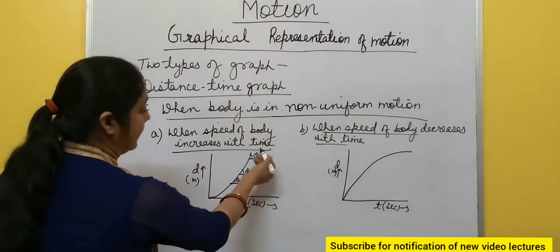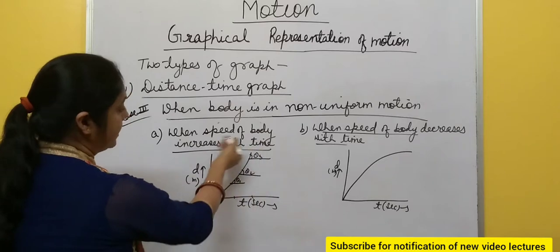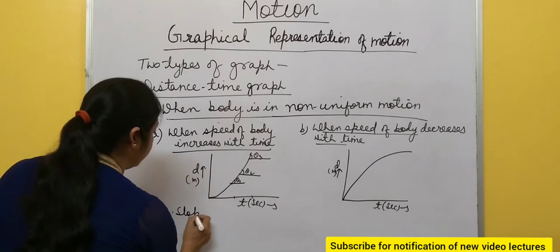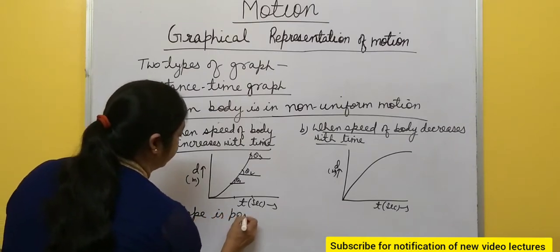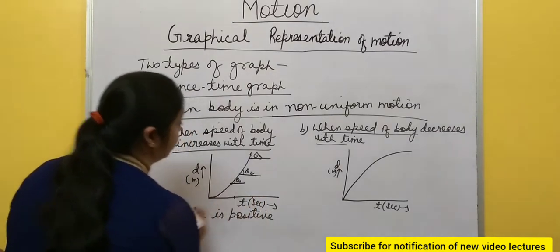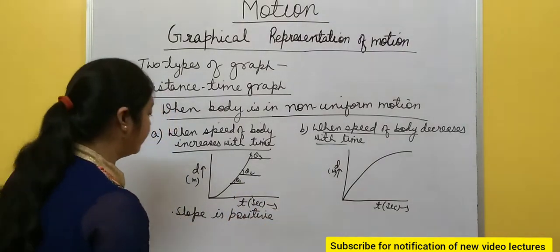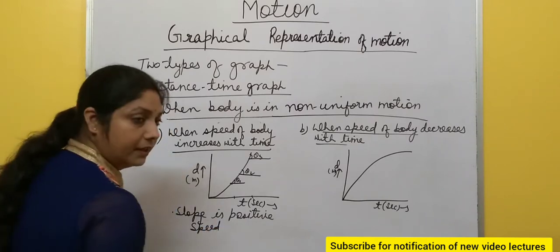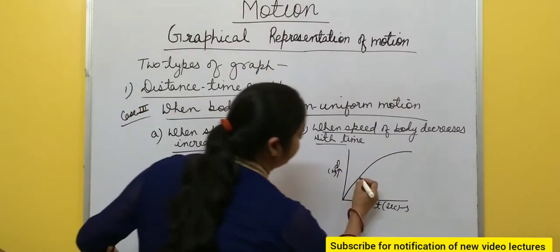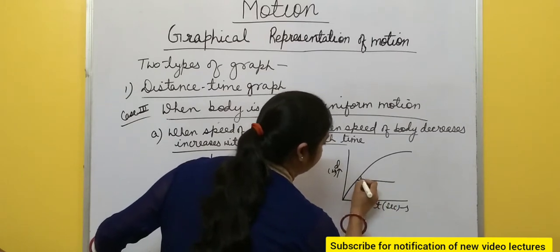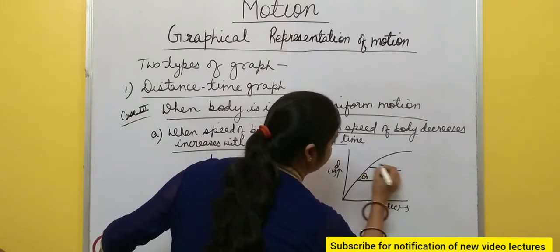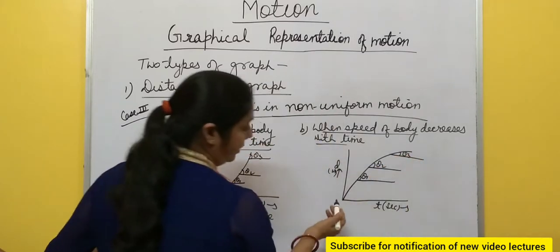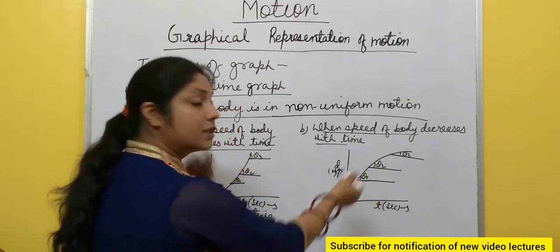Here this angle is positive. So in this case, when the speed of body increases with time, slope is positive. Positive means speed of body increases with time. Slope is what? Speed. It means speed increases with time. And at different times, suppose at this time the body makes angle theta 1, at this time angle theta 2, at this time angle theta 3. So at different times again the slope is different.